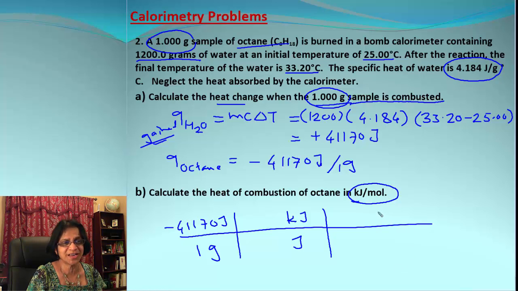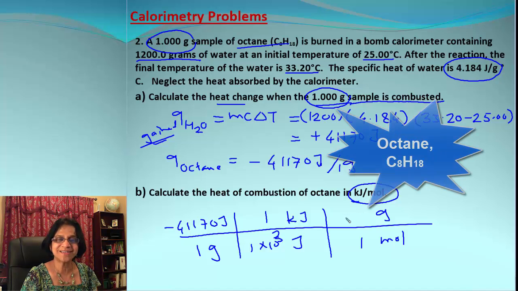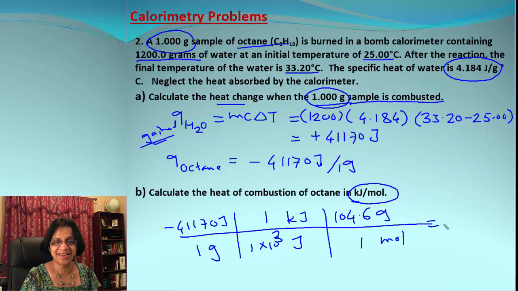So we also can convert grams to moles. Kilojoules to joule is 1 times 10 to the third, and grams to mole, mole is number 1, and for octane the molar mass will be 104.6, and when we calculate, the final answer is negative 488, and that is kilojoules per mole.